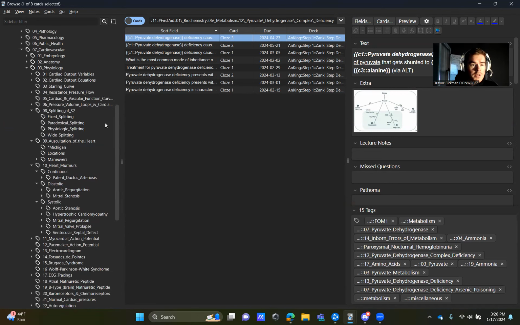Otherwise, we'll jump right into it. So, activated cards regarding the heart auscultation lecture. That's stuck up there. The bar is stuck. That's weird. Okay.